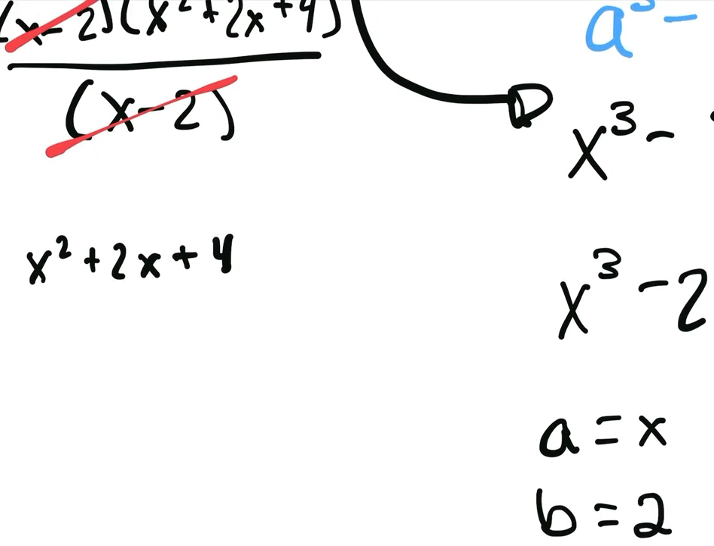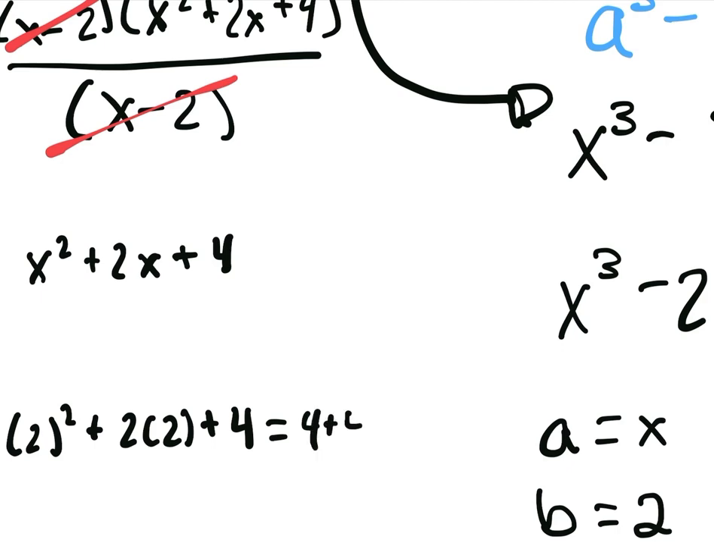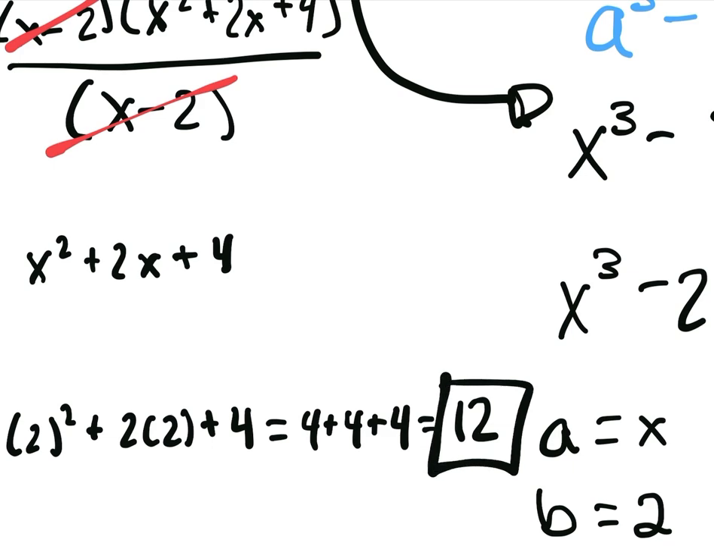So this is going to be equal to the limit as x is approaching 2 of 2 squared plus 2 times 2 plus 4, which is equal to 4 plus 4 plus 4, which is equal to 12. And that should be your answer for one of the problems that was sent on this practice exam questions.